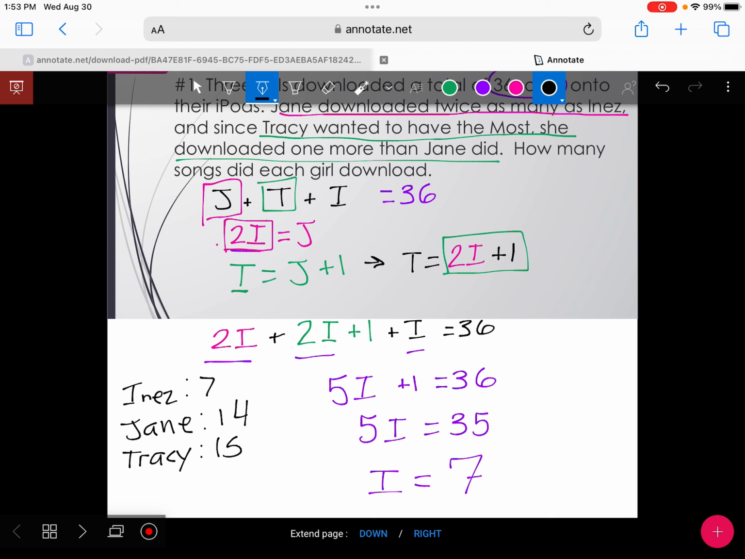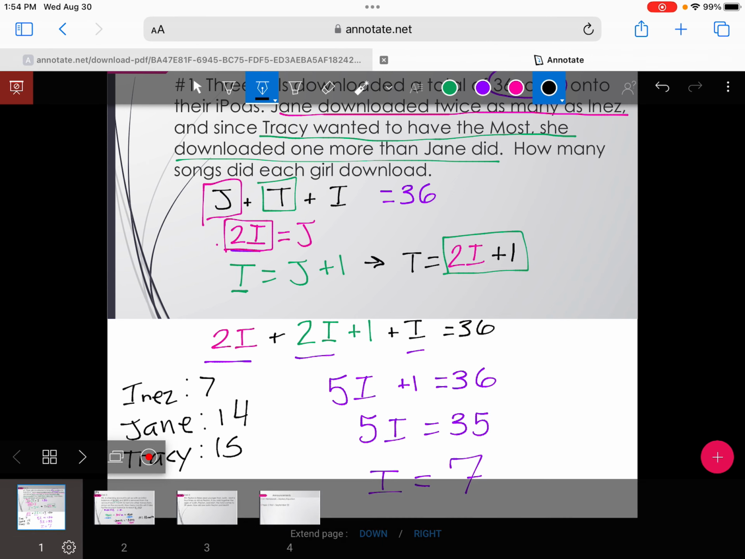How did you do this twice? And then where did this come from? So Jane was twice. 2I equals J. Tracy is Jane plus 1, or 2 times Inez plus 1. Okay. These kinds of questions, especially when there's 3 people all doing a thing, are going to show up over and over again. Okay? So we're going to practice these kinds of problems a bunch of times.